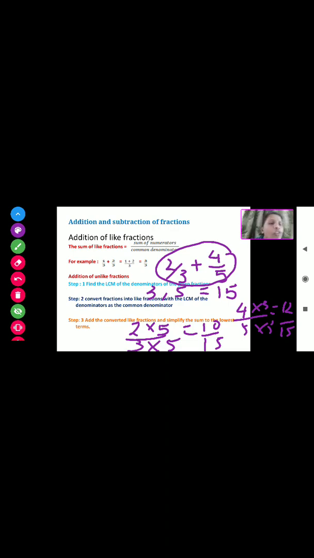So we got two fractions, 10 by 15 and 12 by 15. So we will add both of them. 10 plus 12 becomes 22, and the denominator will be 15. I will show you some more in the next slide, but this is an example which I have done for you.